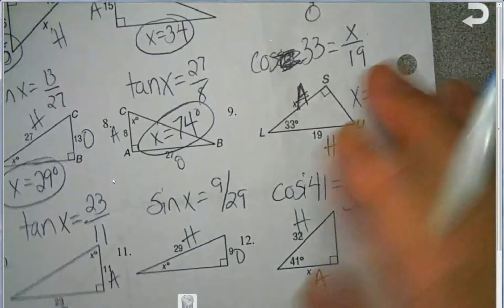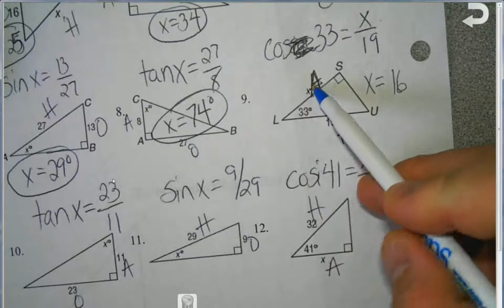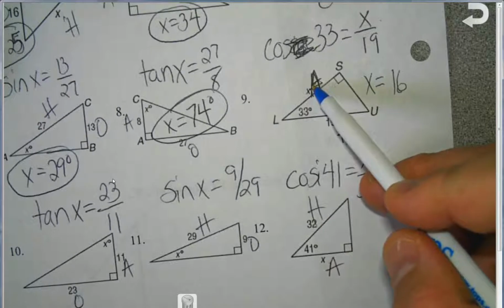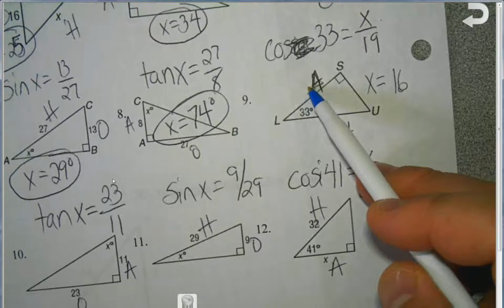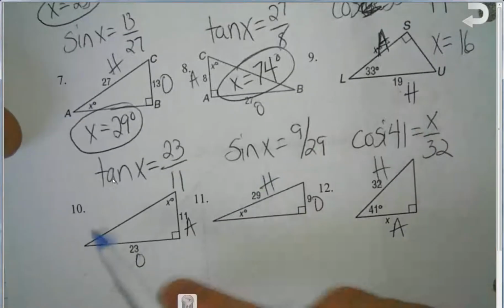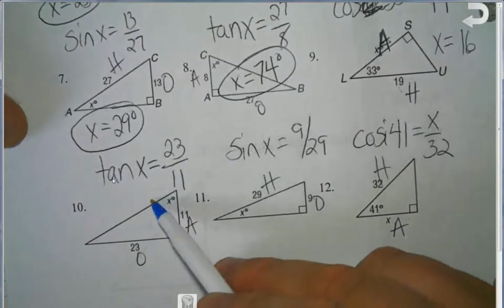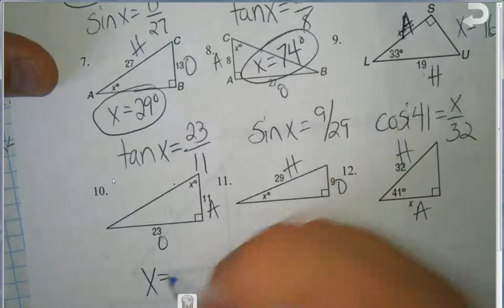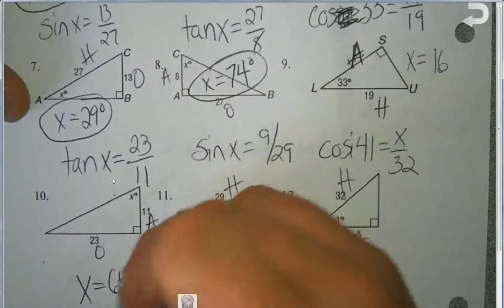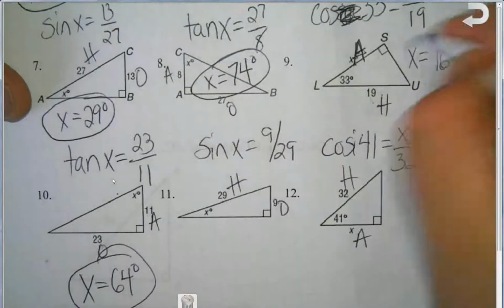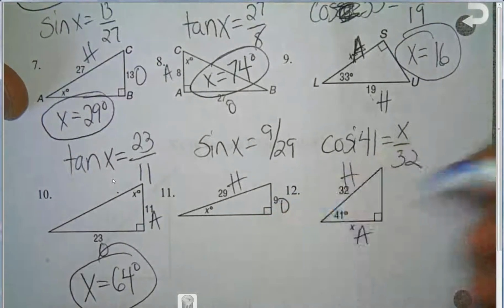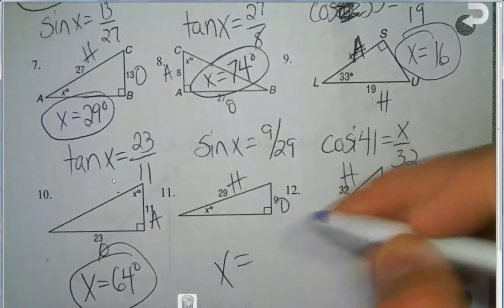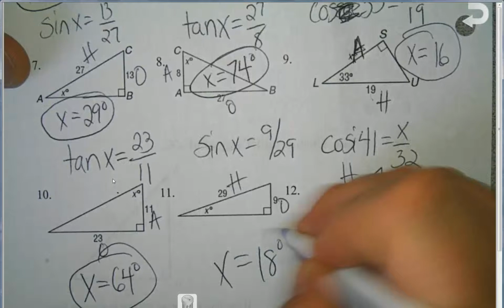Alright. Also, that makes sense, doesn't it? Because what's the longest side? 19. And so this side has to be smaller, right? Yeah. Alright, number 10. What are we doing? Inverse. And so x is equal to 64 degrees. Number 11. What are we doing? Inverse. And x is equal to 18 degrees.